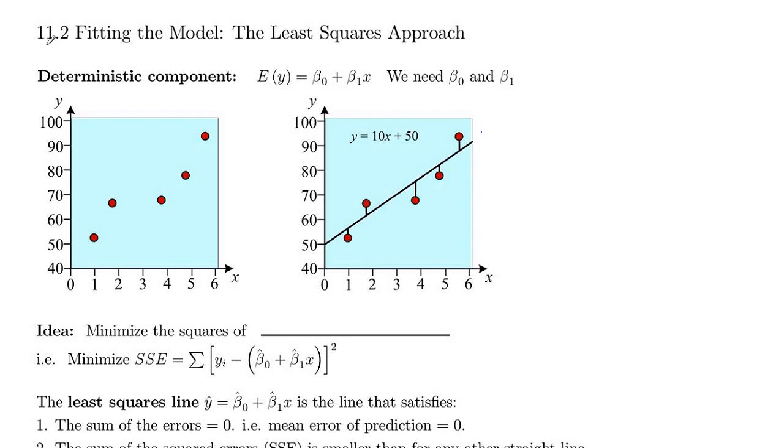So here in section 11.2, we're actually going to fit our model. So we're going to find our least squares regression line. So remember, our deterministic component is expected value of y is beta 0 plus beta 1 x. We need beta 0 and beta 1, our slope and y-intercept.